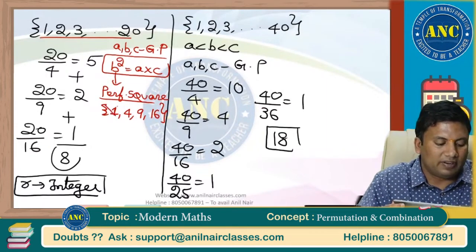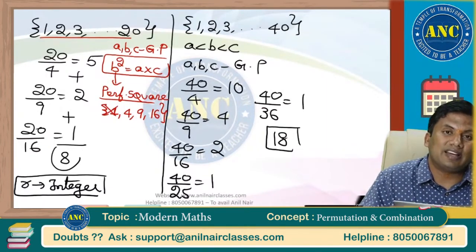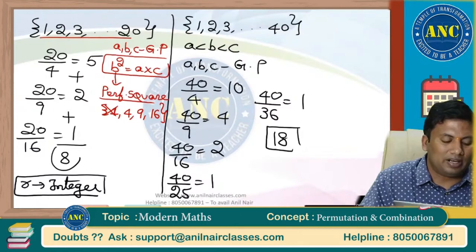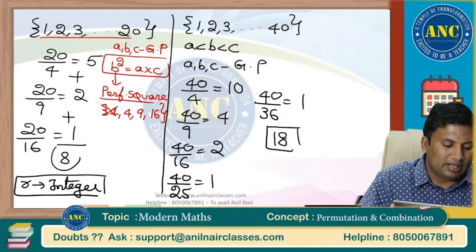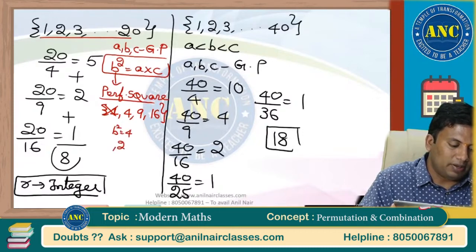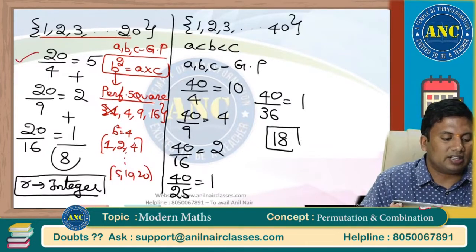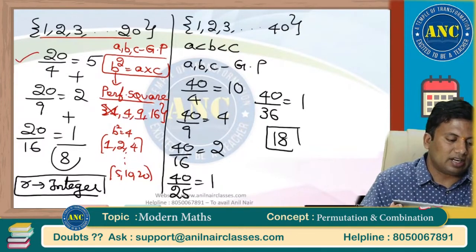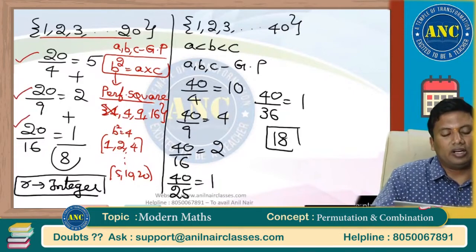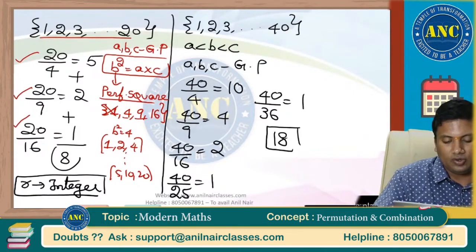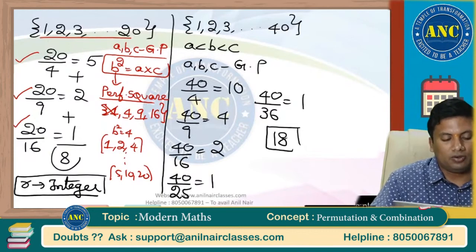B square, if it is 1, A less than 1, A is not possible in natural numbers. So what I did is, B square is 4. If B square is 4, B value will be 2. A can be 1: 1, 2, 4. Like that it can go up to 5, 10, 20. Am I right? So total 5 triplets directly I wrote. Next is 9, next is 16. 20 by 4, 20 by 9 and 20 by 16. I hope Pranav you got an idea.